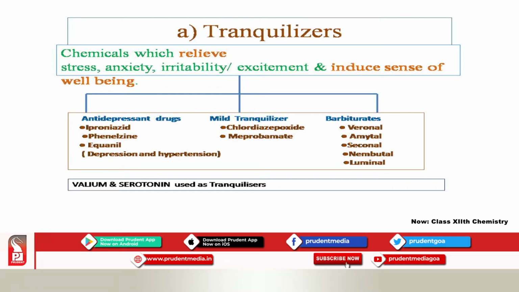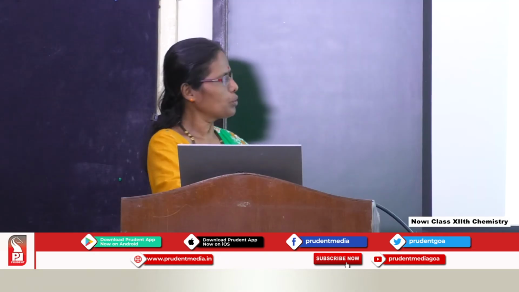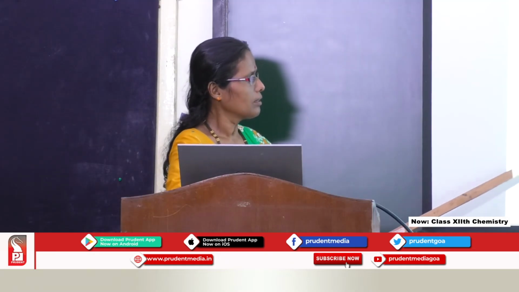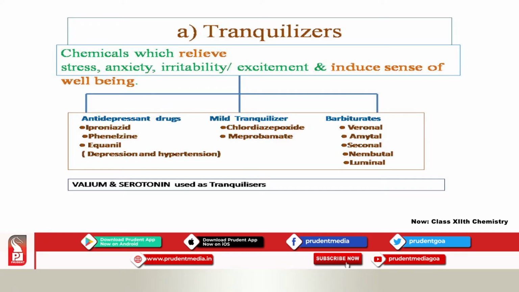Antidepressant drugs are iproniazid, phenelzine, Equanil, which are used to treat depression and hypertension. Mild tranquilizers also treat depression and hypertension: chlordiazepoxide, meprobamate. Barbiturates are veronal, amytal, seconal, nembutal and luminal. Besides, we also have very mild tranquilizers, Valium and serotonin.